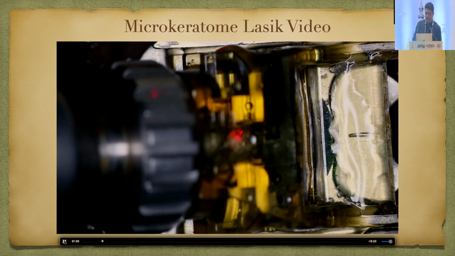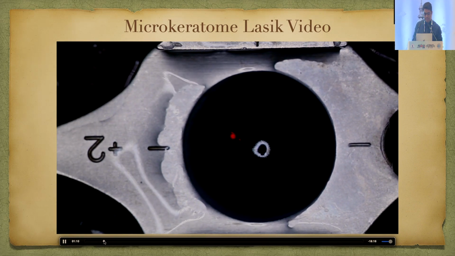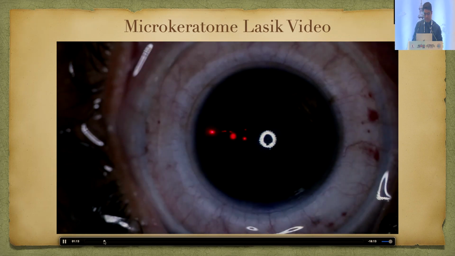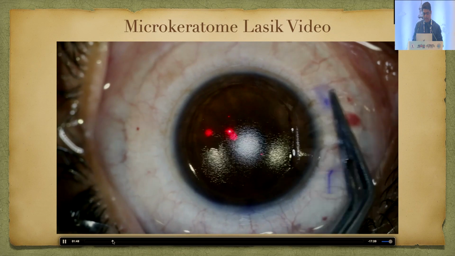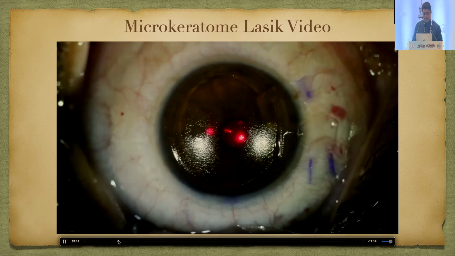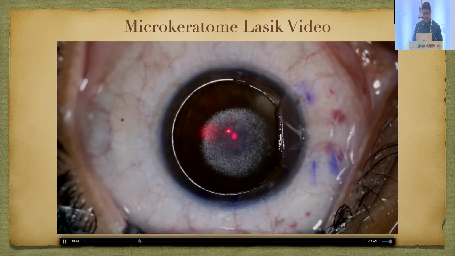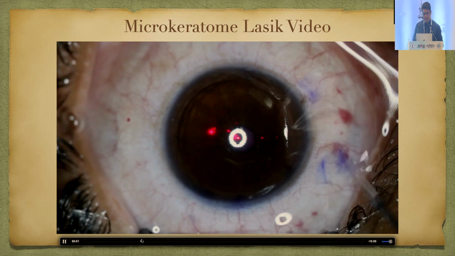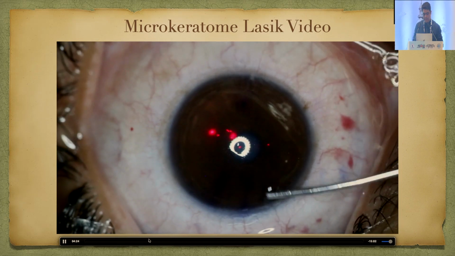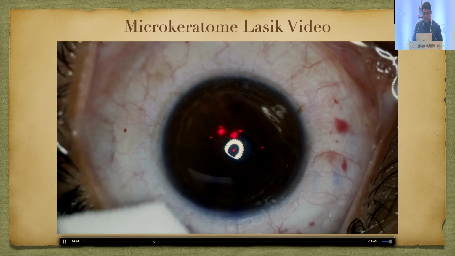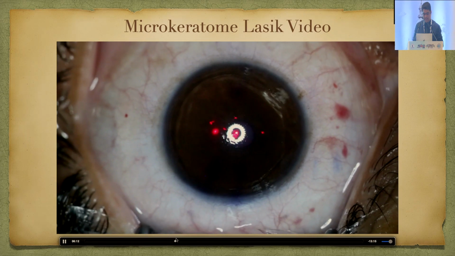So this is a flap which is made with 1 pass. As you can see the flap here. And once you remove this suction ring, just 30 seconds more. So you just lift the flap. And after that, you do the stromal ablation. And once the stromal ablation is done, you just deposit back the flap, and just let it dry for 1 to 2 minutes. And once it's dried, the case is over.